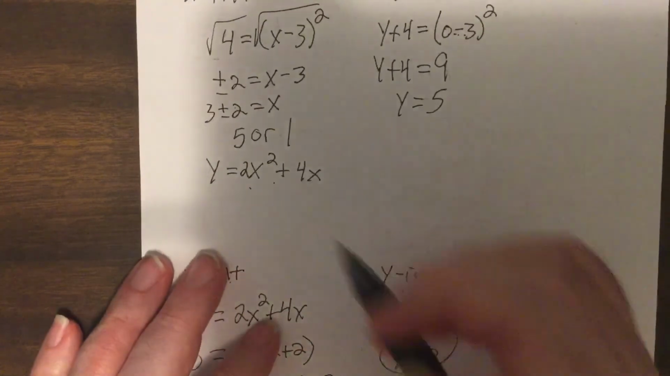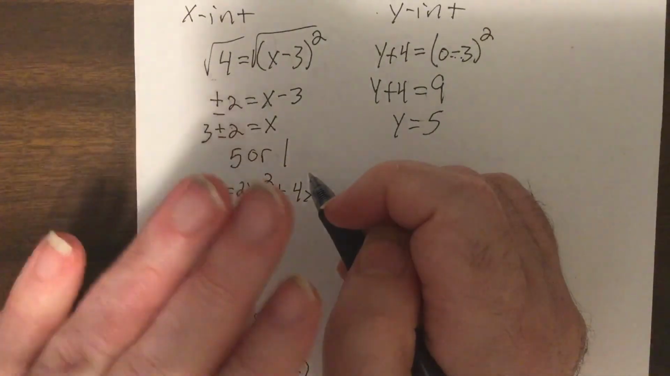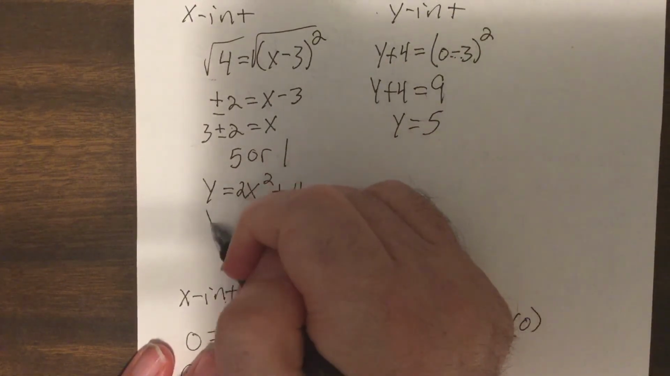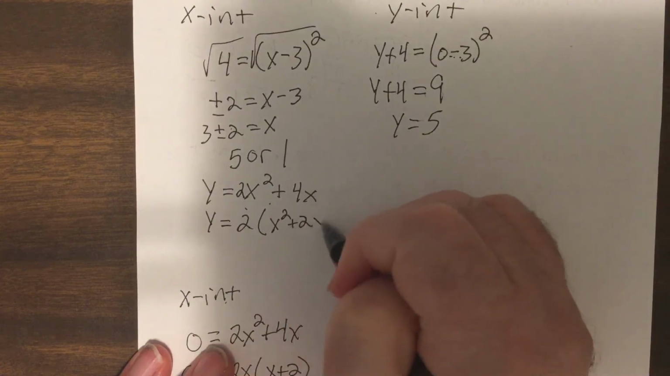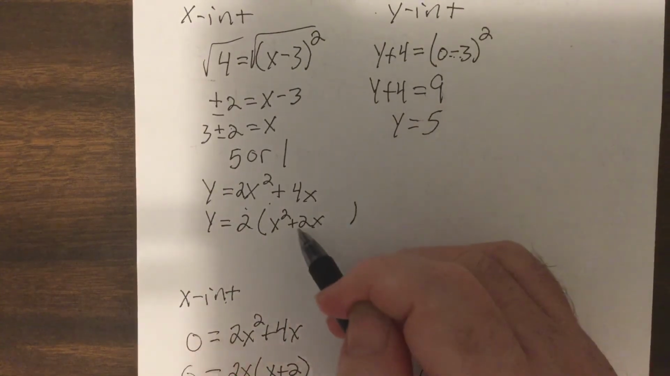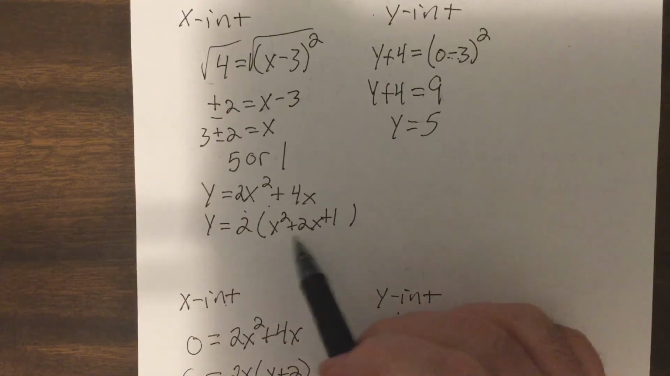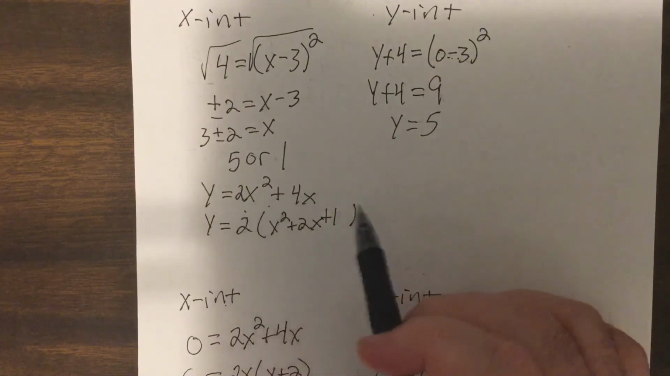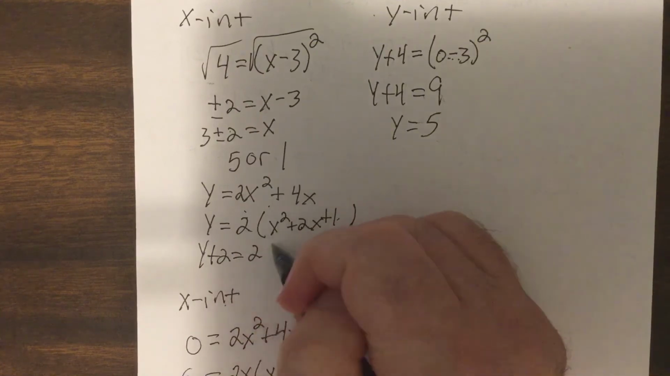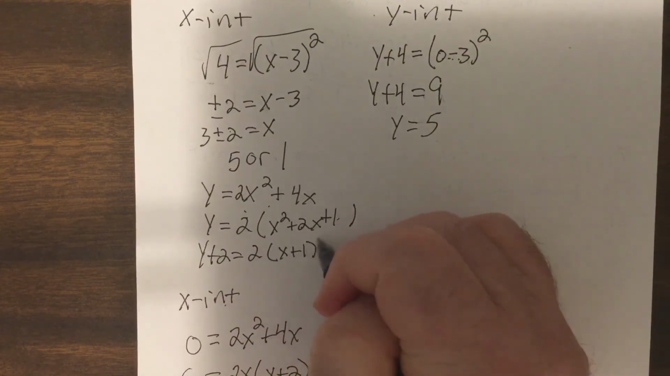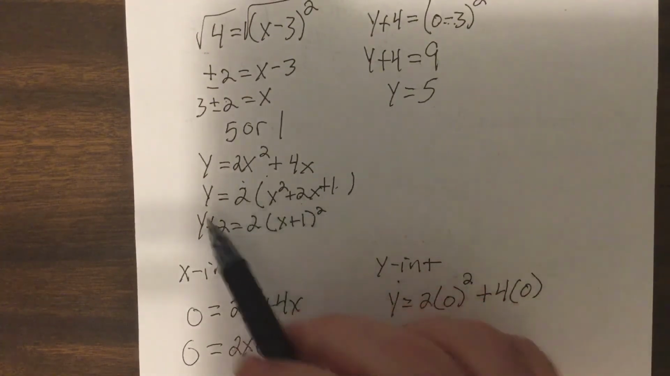Now, I wanted to show you something here. If you're looking for the vertex, a different problem, you'd want to factor out the 2, then complete the square. So half of 2 is 1, 1 squared is 1. But what did I really add to this side? Well, 2 times 1. So I go y plus 2 equals 2 times x plus 1 squared. Just factor this up, and then the vertex would be negative 1, negative 2.